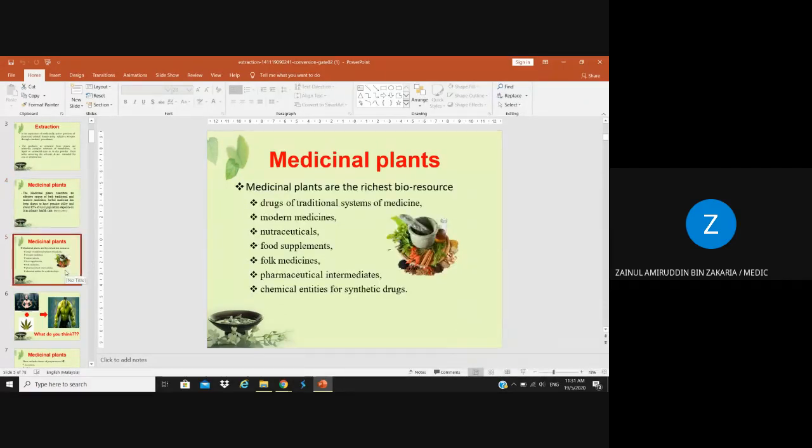So, why do you study medicinal plants? They are the richest bioresource for drugs of the traditional system of medicine. They've supplied new drugs based on traditional systems of medicine. For example, you have Malay traditional medicine, Chinese traditional medicine, Indian traditional medicine, Arab traditional medicine. All of these can be used as your first source in your study if you are interested to study medicinal plants.